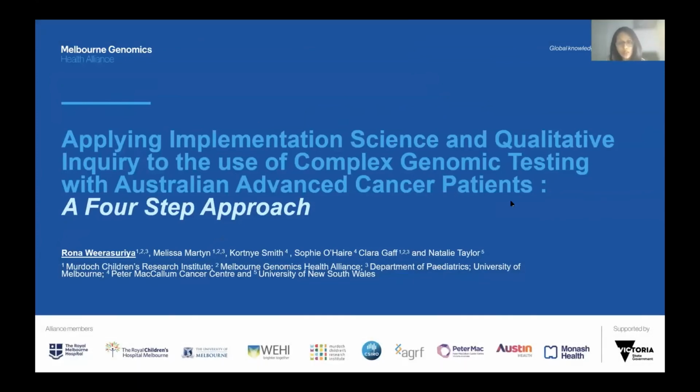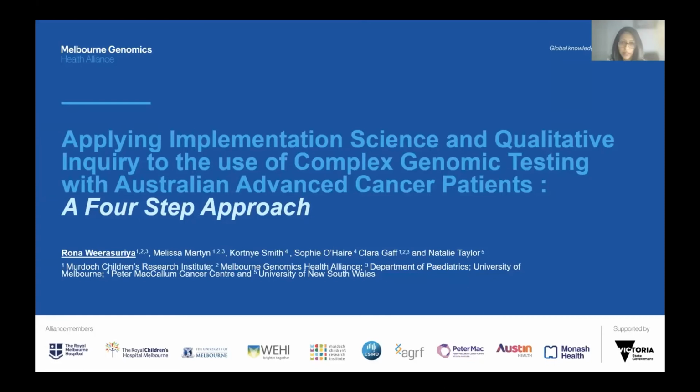This approach was informed by both implementation science and qualitative methodology, and the work was conducted in Melbourne, Australia. The starting point for this work was the iPredict study, which was part of a multi-centre feasibility study conducted in Melbourne to explore using complex genomic sequencing in oncology care with advanced cancer patients.